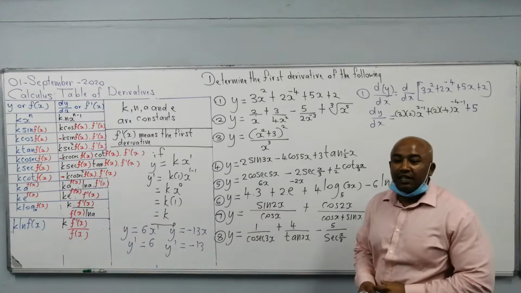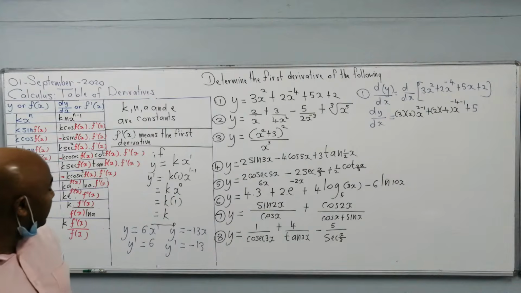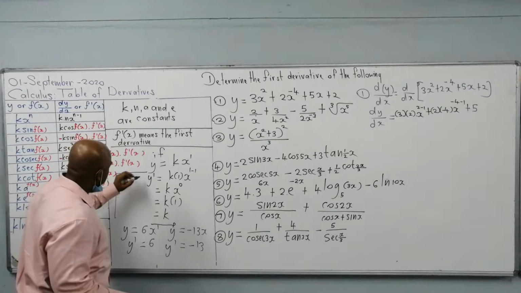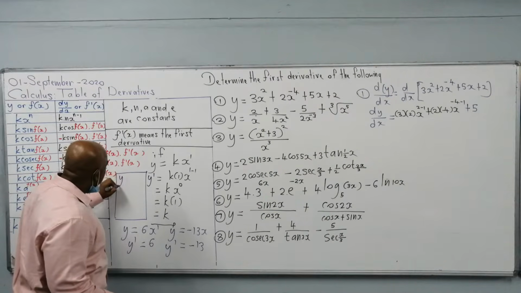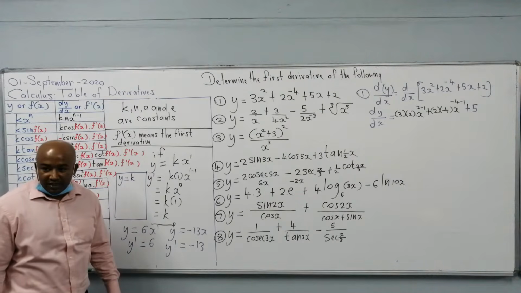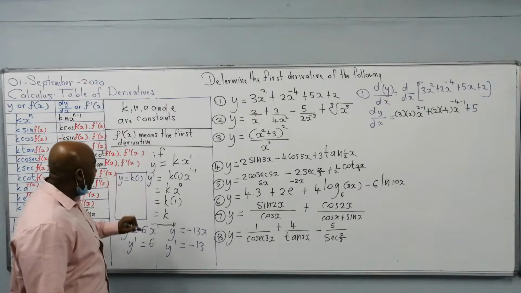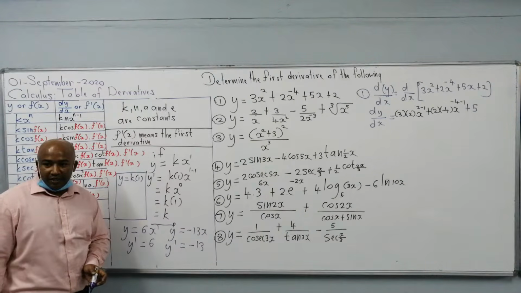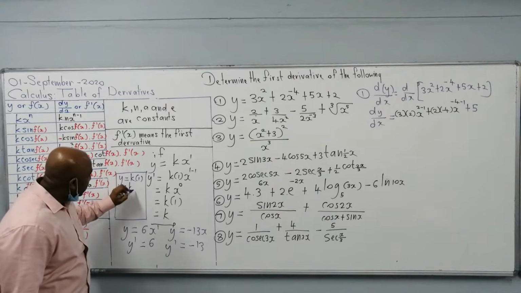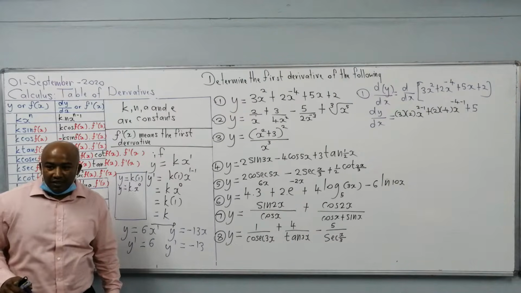Now, what about the derivative of a constant? Let's write it down here. If I got y is equal to k, k is a number, a constant. Now, if I multiply it by 1, am I changing the question in any way? No, I'm not. 1 is actually x to the power 0. X to the power 0 is 1.